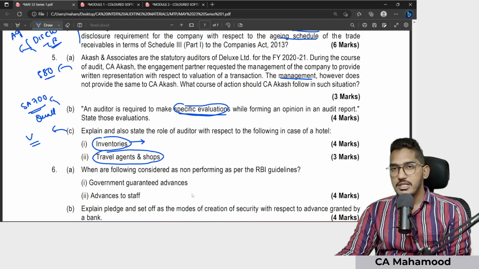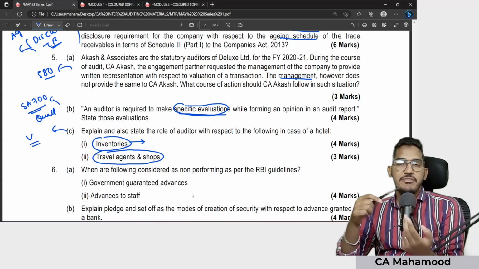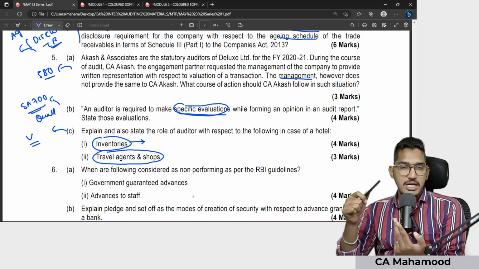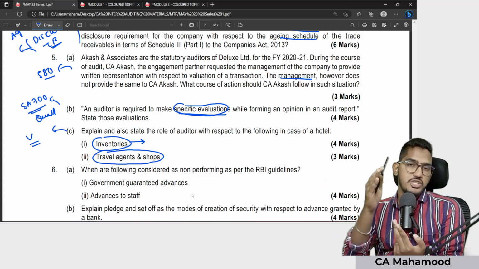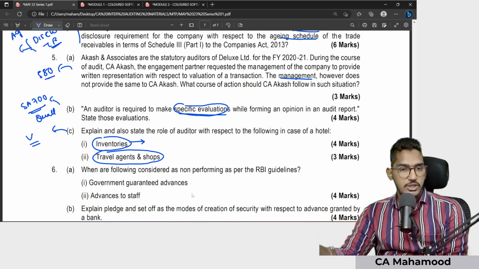And what about travel agents and shops? See, hotels will get a significant amount of income from travel agents. You need to verify what kind of agreement is there with the travel agent. You need to verify the share of income with the travel agent, and in case the travel agent has given you the booking, whether the proper share of money has been received after the travel agent's commission or not. Those things we need to verify.